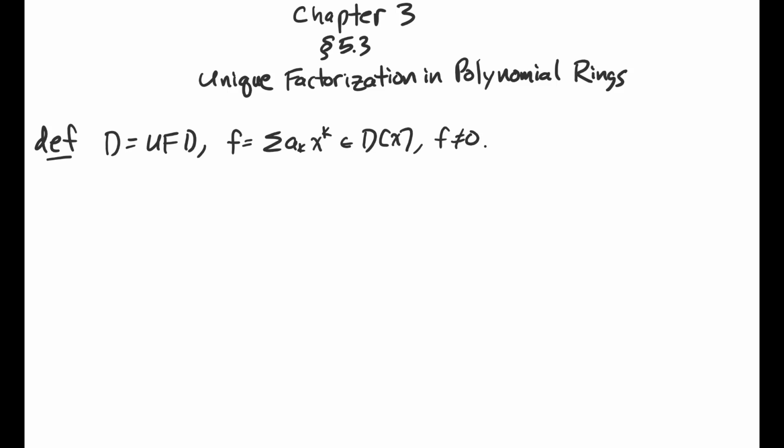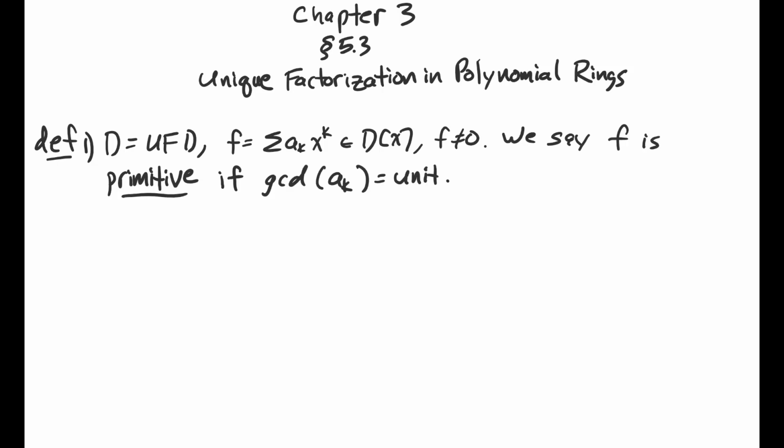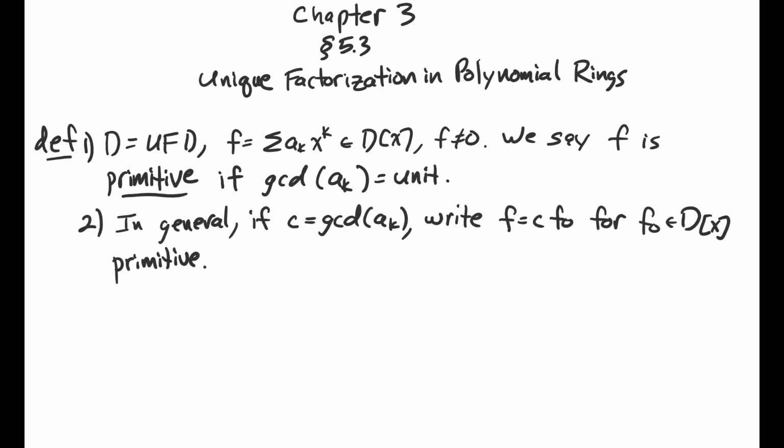All right, so begin with a unique factorization domain, D, and a polynomial in there, f, that's not 0. We'll say that f is primitive if the greatest common divisor of all the coefficients, a_k, is a unit. In other words, we can say the greatest common divisor is 1, because remember, they're only defined up to units. So you're primitive if you can't factor out something just on the basis of the coefficients, other than units.